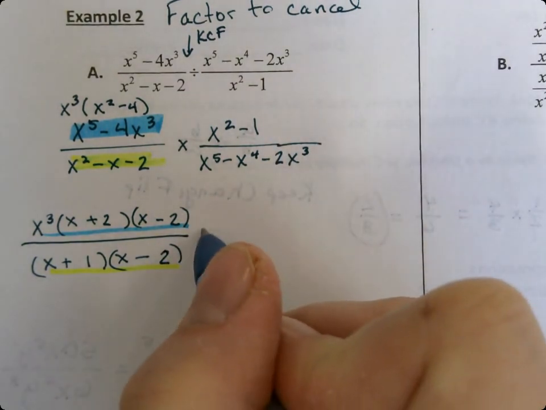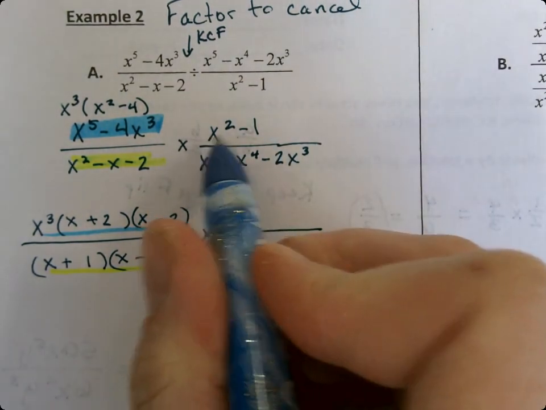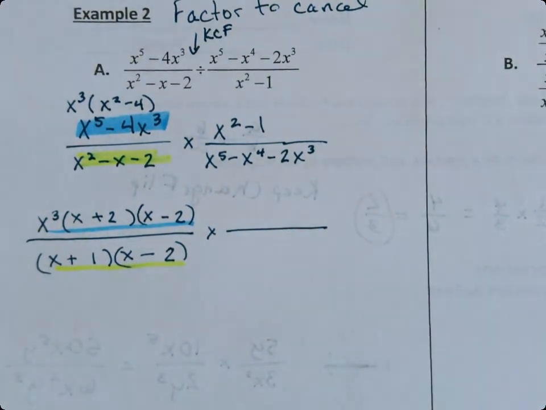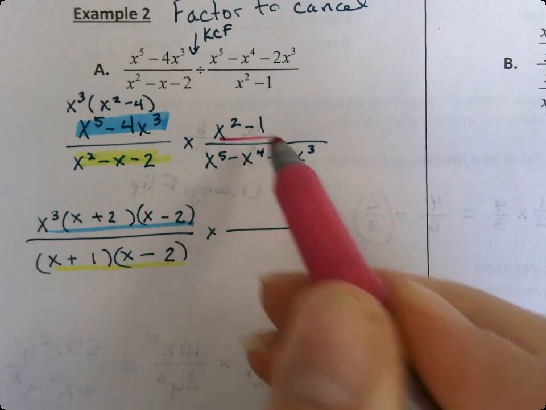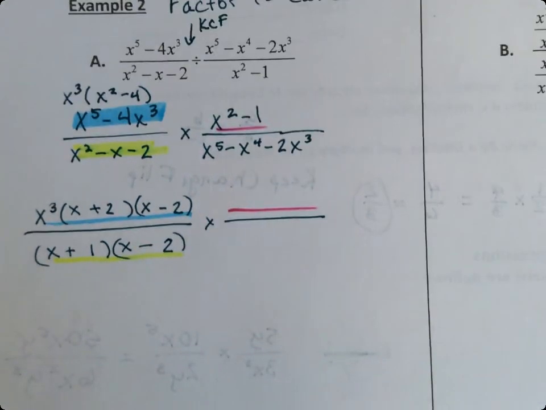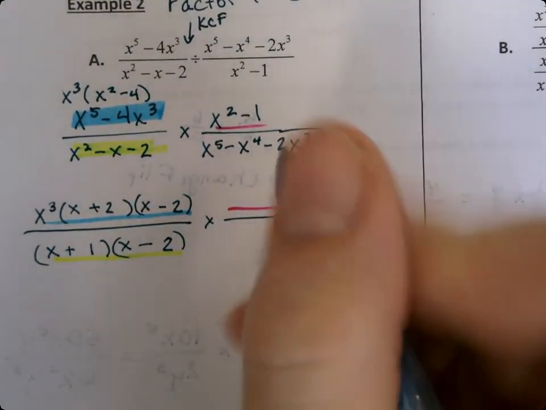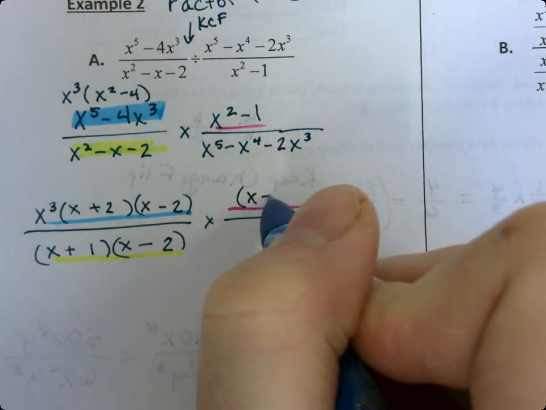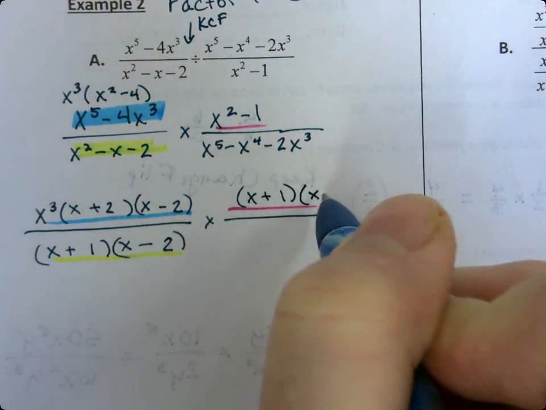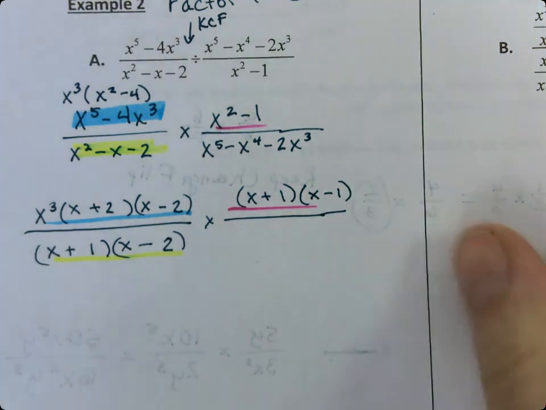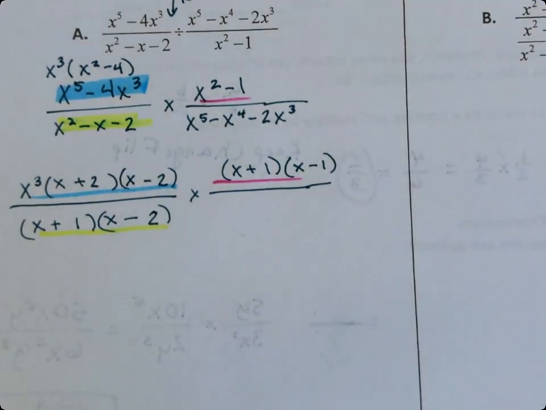Now remember, we flipped this. I have x squared minus 1. How does that factor? They don't have a GCF. Well, it's a difference of squares, though. If you look at it, this would be x plus 1 and x minus 1. So you're going to have to recall some of your factoring skills.